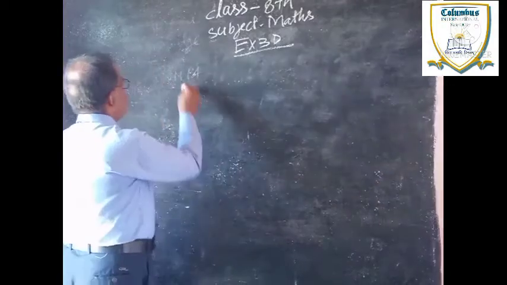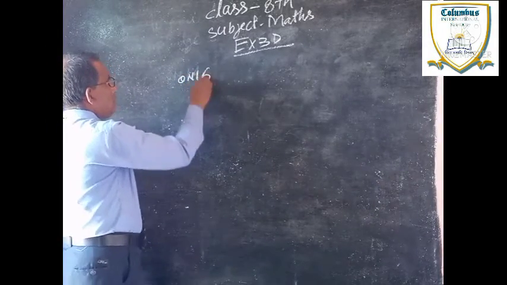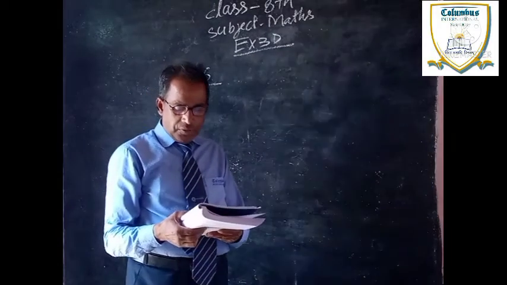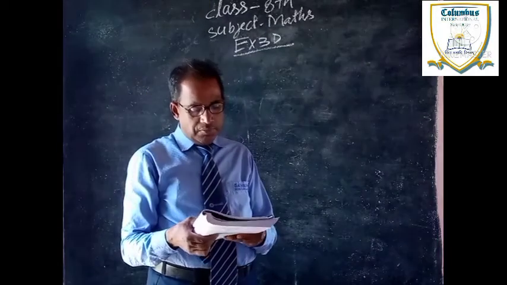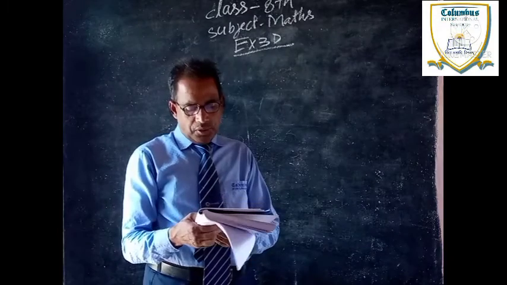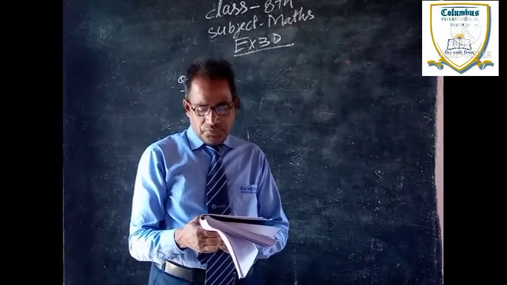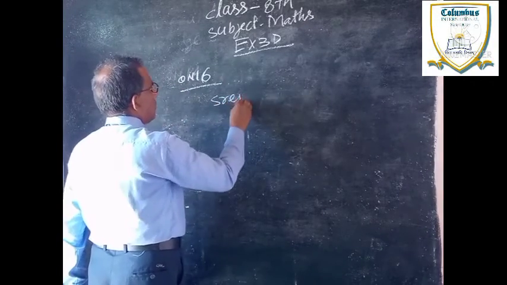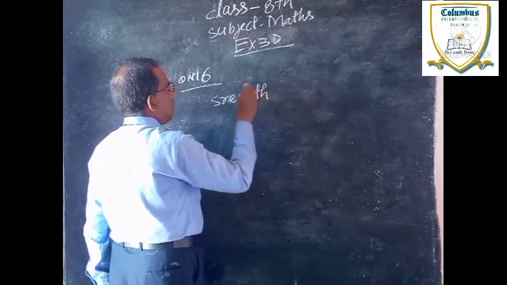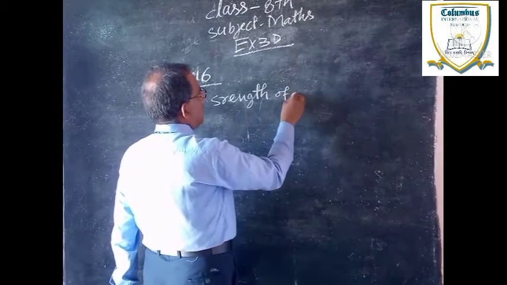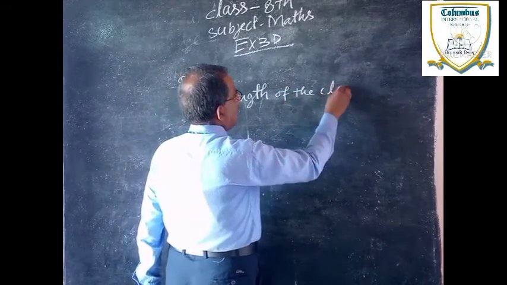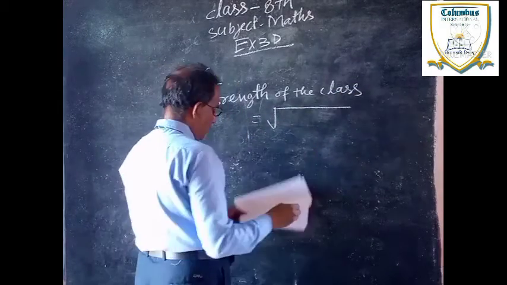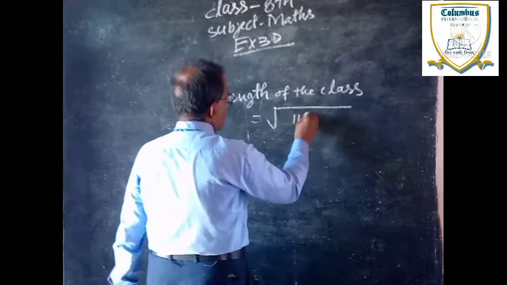Question number 16. The students of the class arranged a picnic. Each student contributed as many rupees as the number of students in the class. If the total contribution is 1156, find the strength of the class. It means the strength of the class, the number of students in the class, equals the square root of 1156.